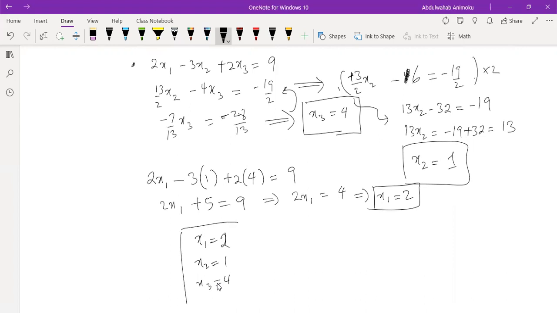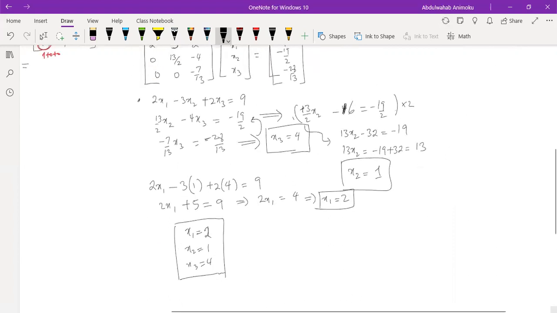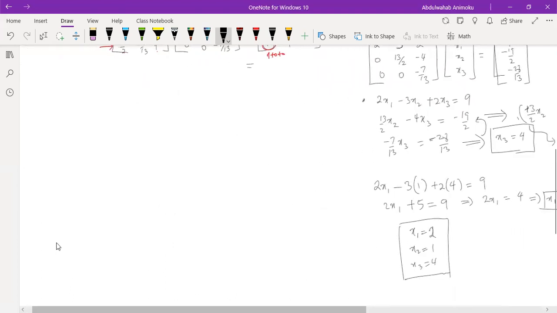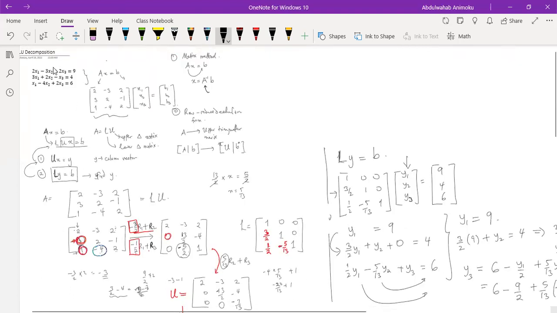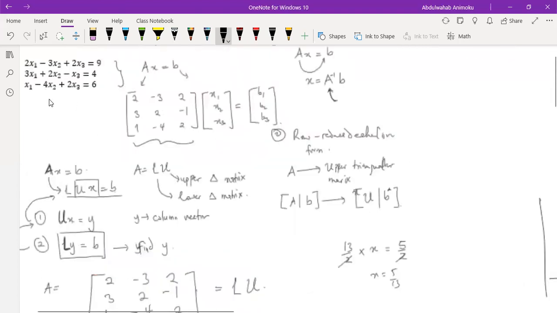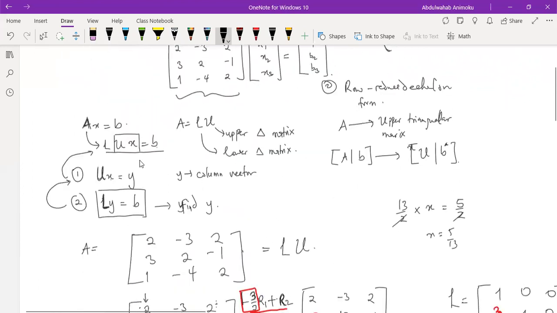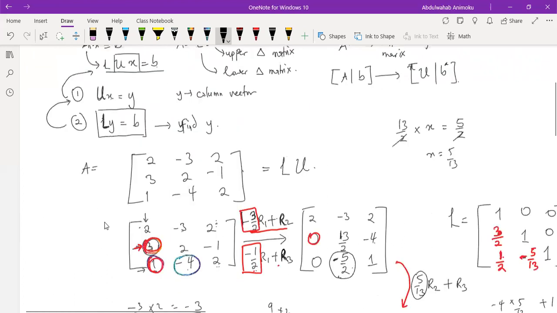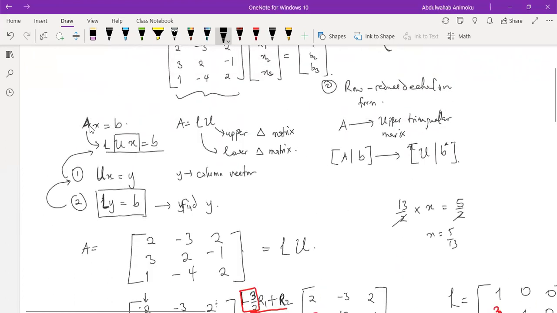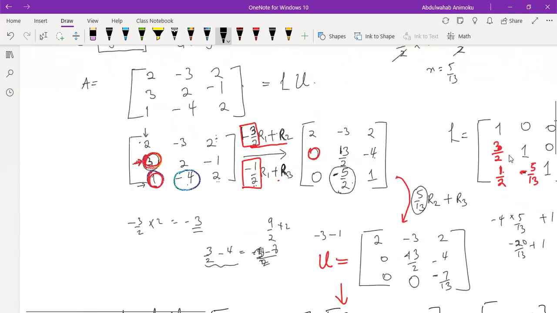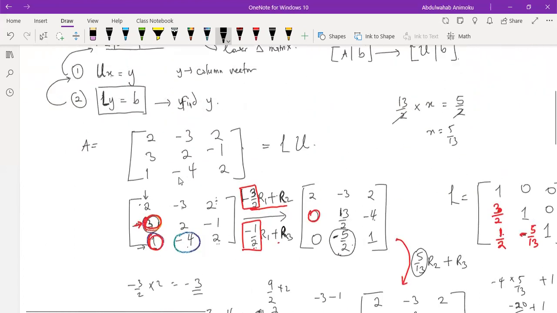I don't want this video to stay longer than this, so you can basically pause the video at any point in time to see how each of these things were calculated. Right, so basically this system of equations that we have, we can solve it by using the LU decomposition. The first step is you decompose A into U and L, which is what we did here, using the row reduced echelon matrix method.